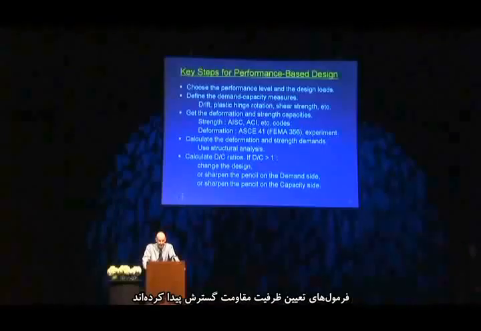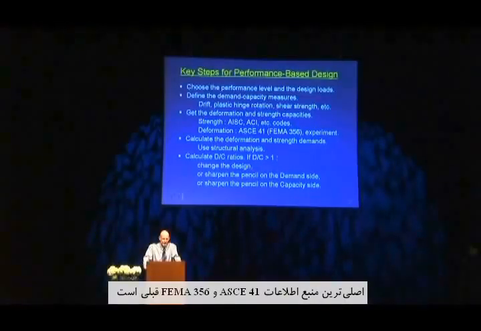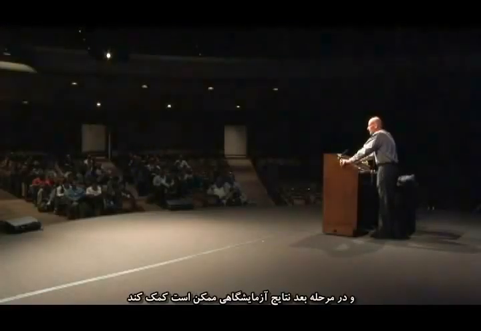You then get the deformation and strength capacities. Typically, strength is done by calculating with the design codes, AISC, ACI, etc. The formulas for strength capacity have been developed over decades. They've got hopelessly complicated, but they are well established. For deformation, we have much less to work with. The major source of information is ASCE 41, previously FEMA 356, and secondly would be experimental results.